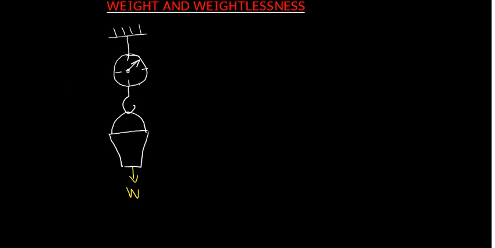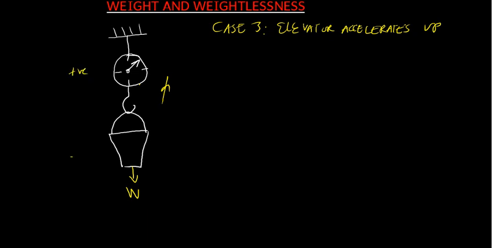Alright, okay. So let's consider case 3, where the elevator is accelerating upwards. Okay, it is accelerating up. So it is moving in the up. So because this is moving in the up, remember we said take up motion to be positive and down motion to be negative. So if it is accelerating up, it means it's going to have positive acceleration.